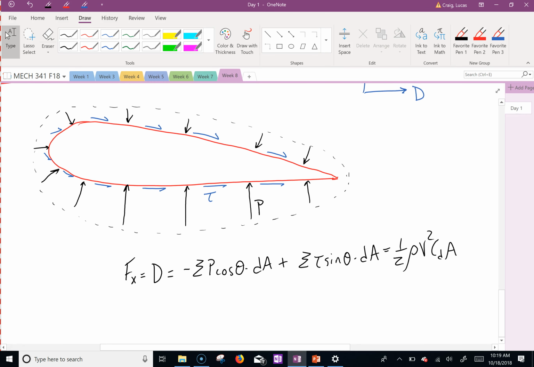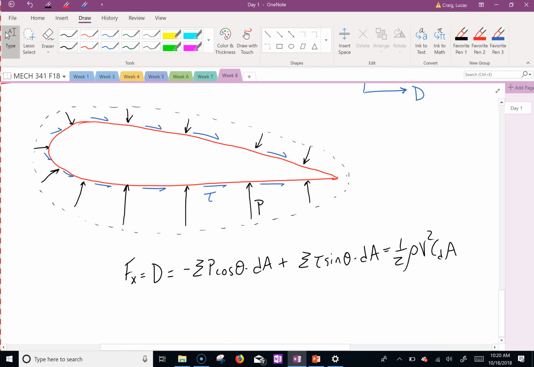So don't worry about these. This is just for you to know. The drag force is the x direction. It's only the forces in the x. So what you have to do is break out every one of these little forces around the whole thing and only look at the x directions. Okay? And you'll find that that term is actually 1/2 rho v squared CD times A. Okay?